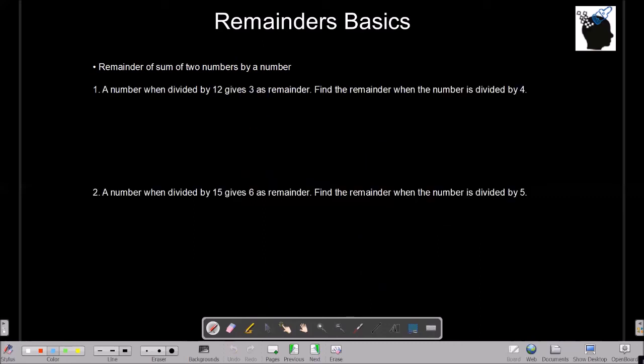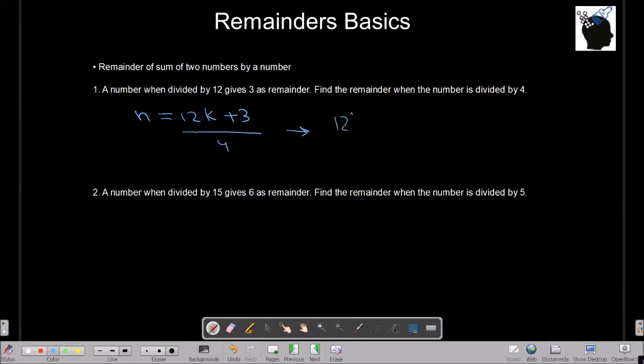Let's try the first one. A number when divided by 12 gives 3 as remainder. Using the notation, I can write the number n as 12k plus 3. Now we have to find the remainder when the number is divided by 4.